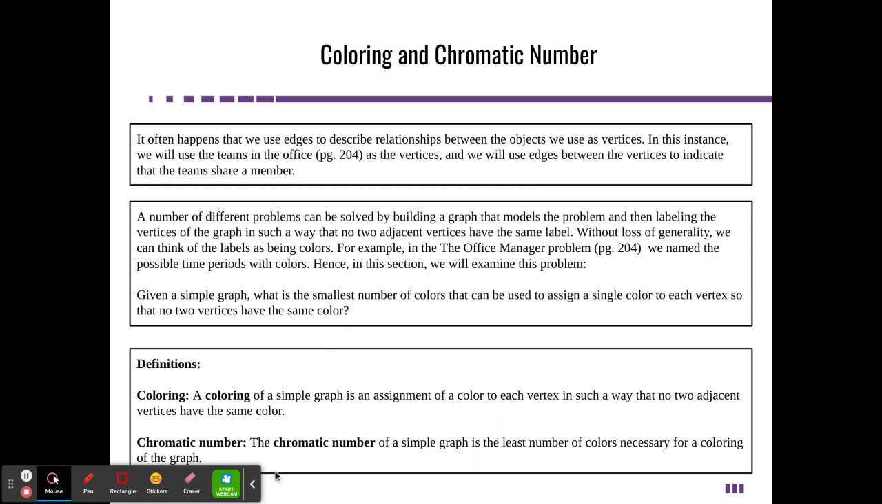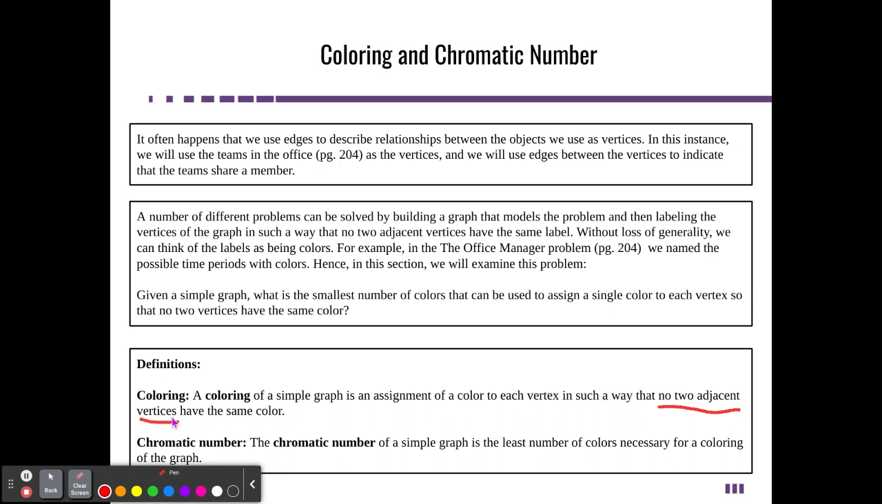That leads us to two definitions. These are our key definitions. The first one is coloring. A coloring of a simple graph is an assignment of a color to each vertex in such a way that no two adjacent vertices have the same color. So there's the key thing: no two adjacent vertices. That's really what this comes down to.